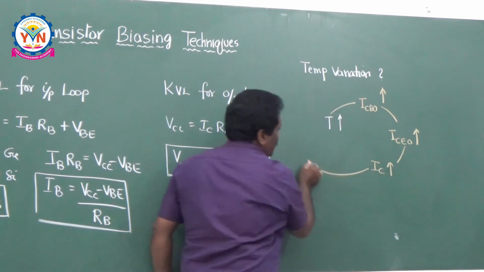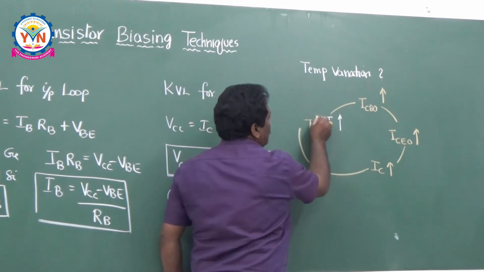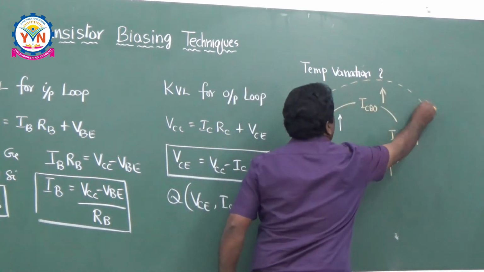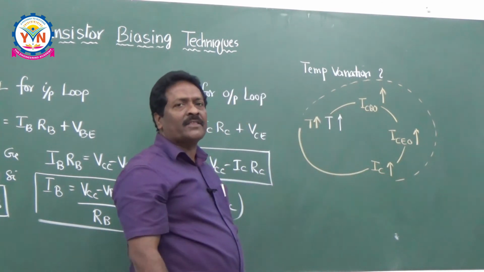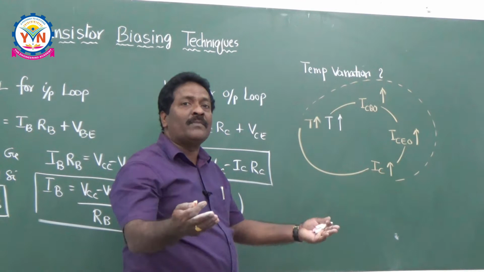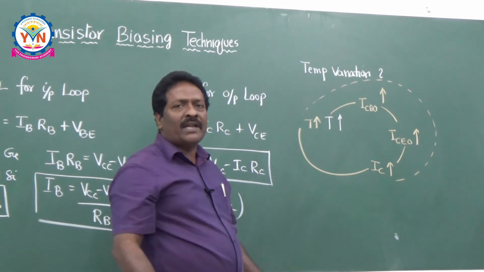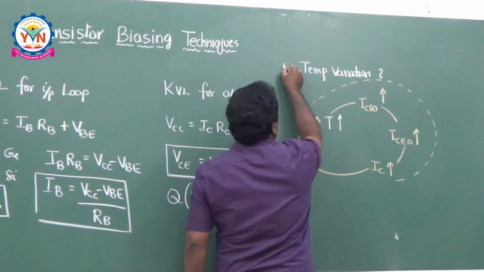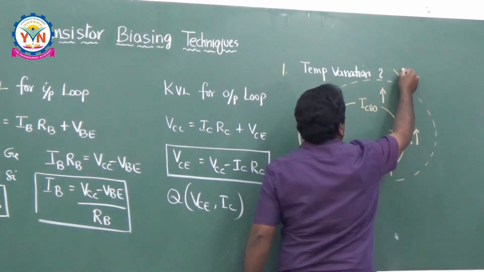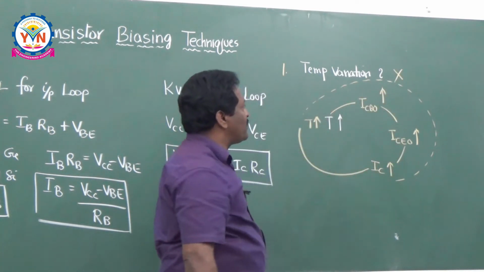If IC increases, then once again temperature increases. If temperature increases, the cumulative process takes place. That means the self-destruction of the transistor takes place, which is nothing but a thermal runaway. Thermal runaway means self-destruction of the transistor. So, temperature variation is failure. There is no question of taking care of these temperature variations.